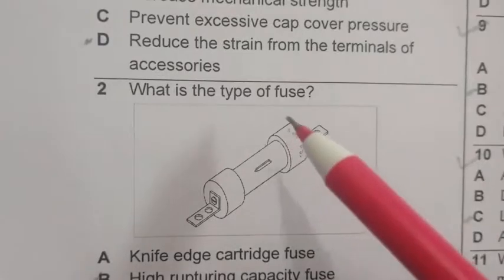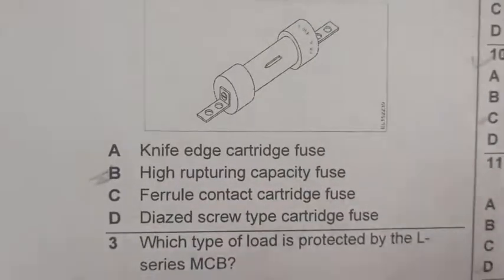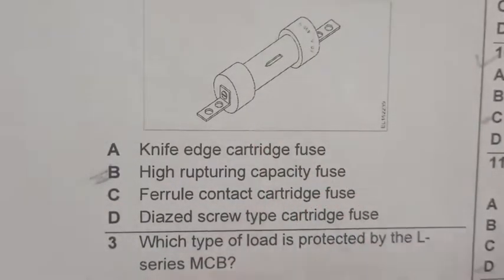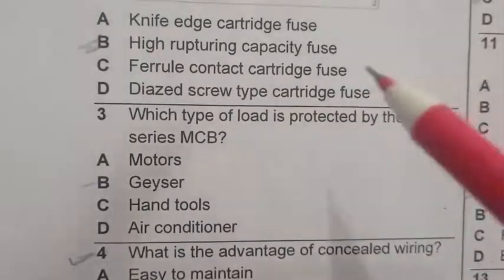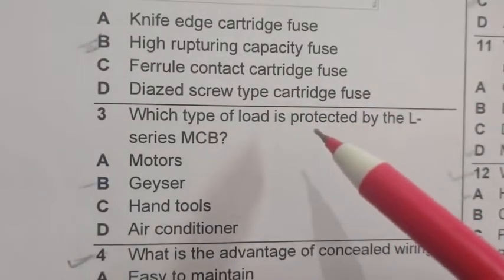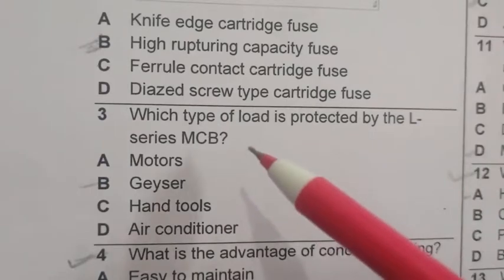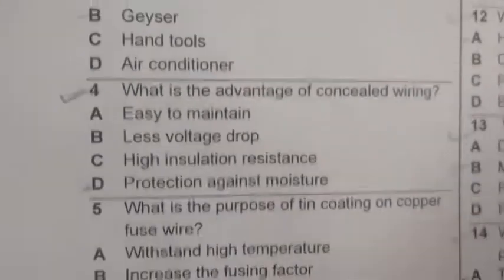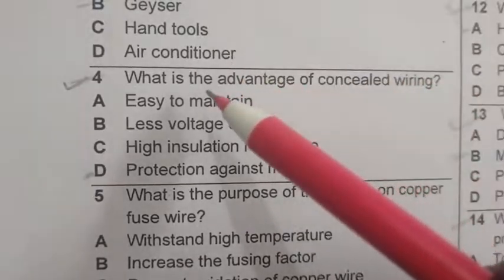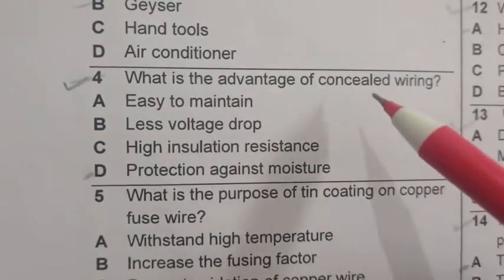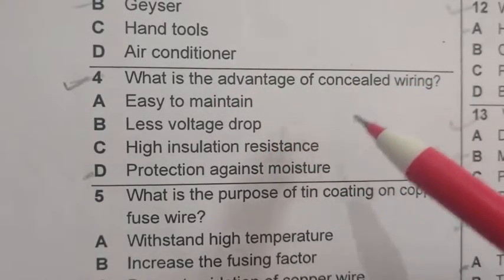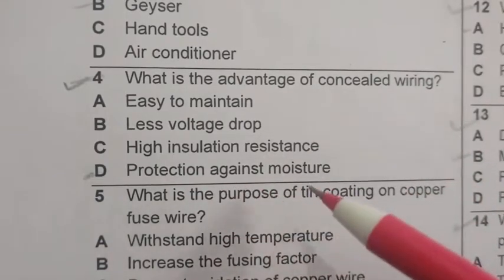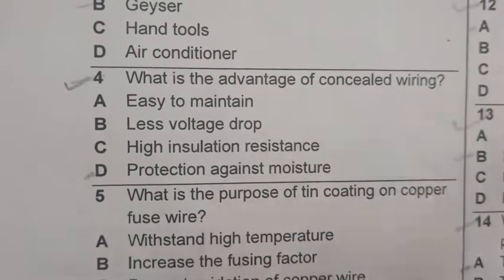Question number 2. What is the type of this fuse? Option B, high rupturing capacity fuse. Question number 3. Which type of load is protected by L series MCB? Option B, geyser. Question number 4. What is the advantage of concealed wiring? Option D, protection against moisture.